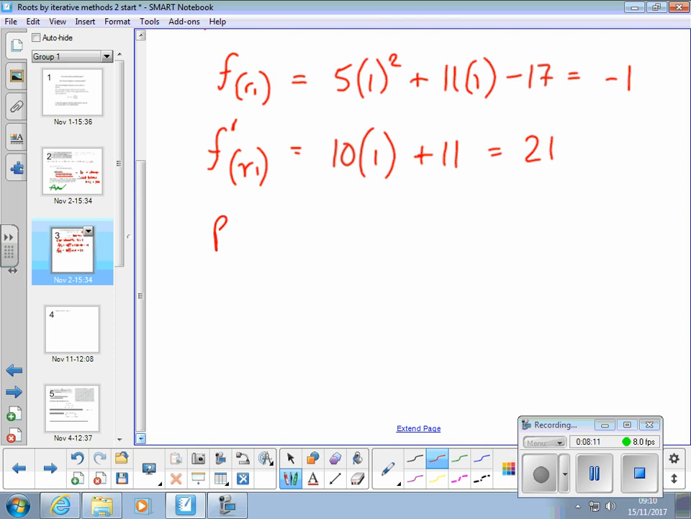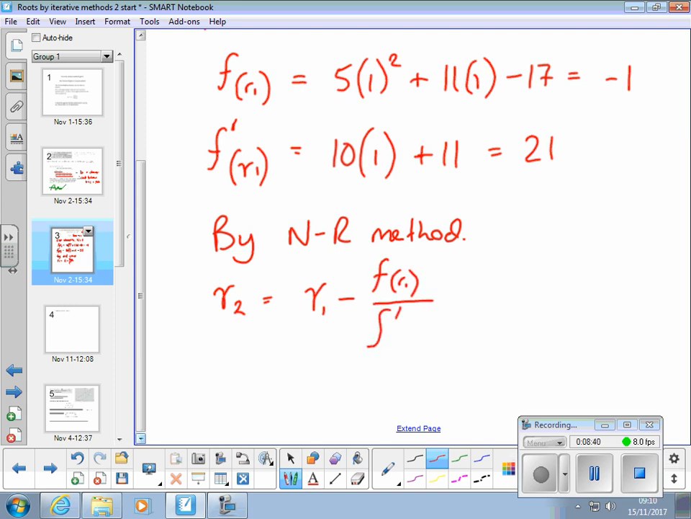R2, little r2, is equal to little r1 minus f at little r1 over f dash at little r1.